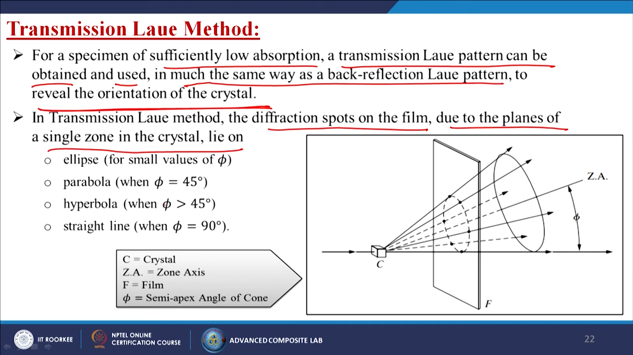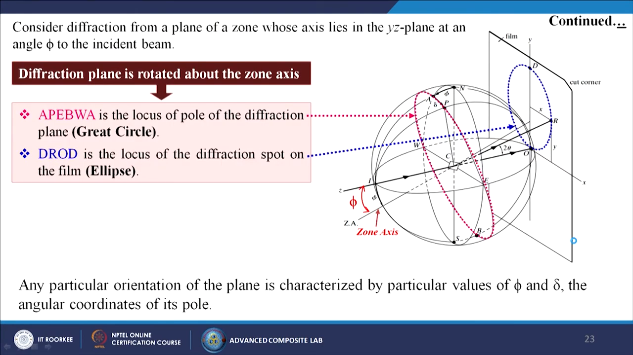So, in this particular case you can see that C is the crystal over there. Crystal planes, ZA, this line is the zone axis, F is the film over there, and phi is the semi apex angle of the cone. So, this is the phi over there. Now consider the diffraction from a plane of a zone whose axis lies in the yz plane at an angle phi to the incident beam. In this particular case we have already gone through it. So, this is the zone axis over there.